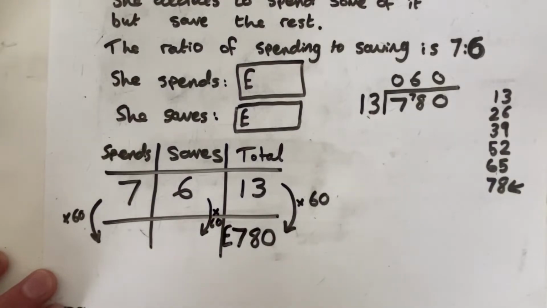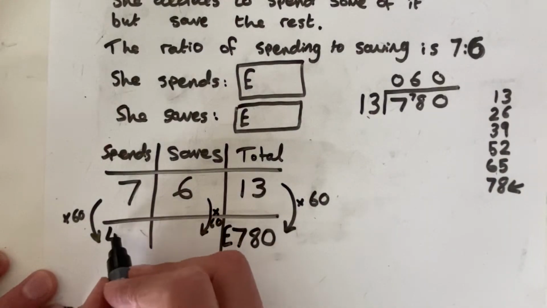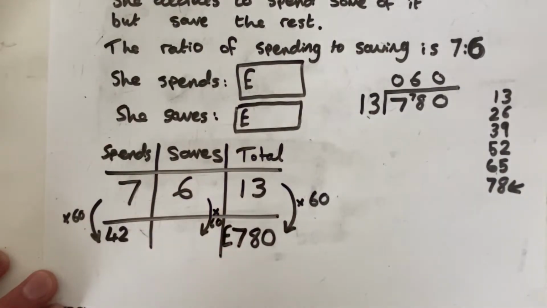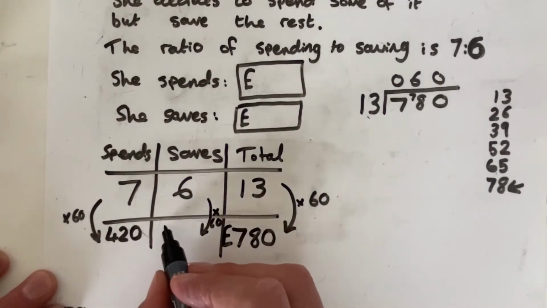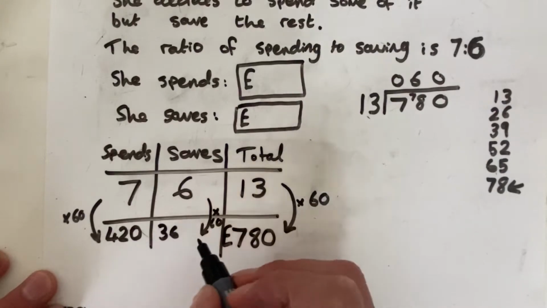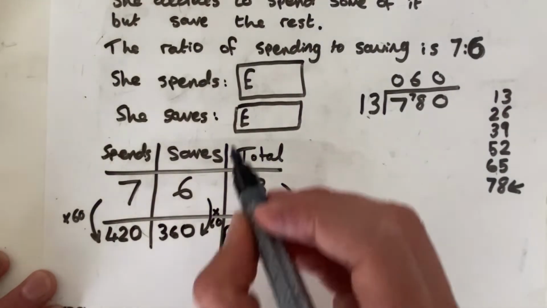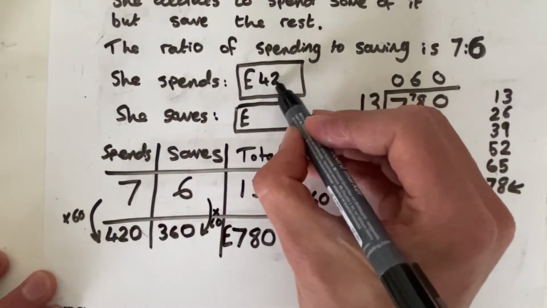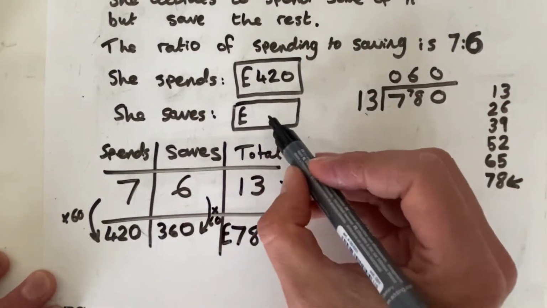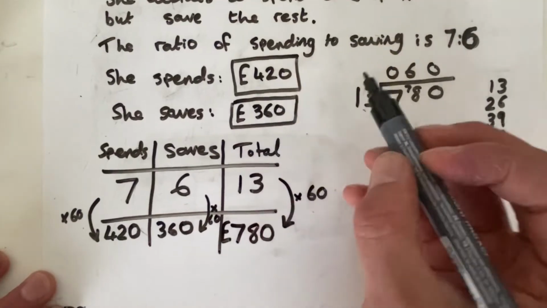7 times 60. Well, I know 7 times 6 is 42. So 7 times 60 is 10 times bigger than that. 6 times 6 I know is 36. But 6 times 60 is 10 times bigger than that. So she has spent £420. She has saved £360.